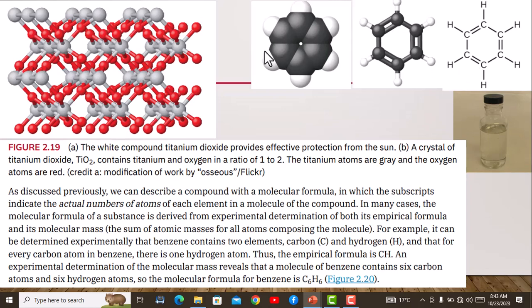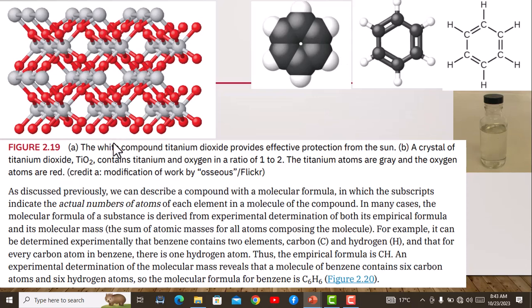Let me just leave it. So here we are. This will be the ball and stick model of benzene. This is benzene. Let's just leave that. This is titanium dioxide. And how many do we have here? We just have 6. So you will have 6 diatomic molecules of oxygen.